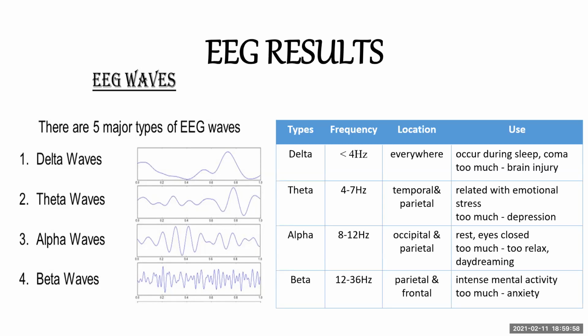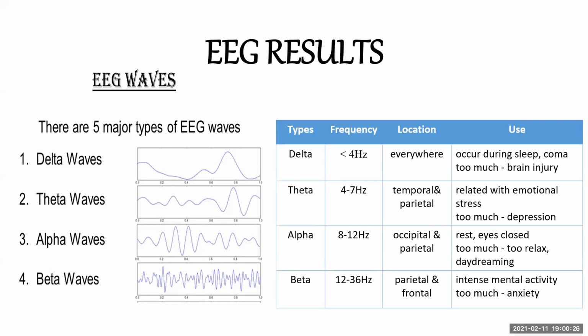That's a delta wave. Theta is related with emotional stress, too much depression. Alpha will be produced when the patient is stressed, or closes their eyes too much, or is too relaxed, or daydreaming. And beta will be produced when the patient has intense mental activity or too much anxiety.